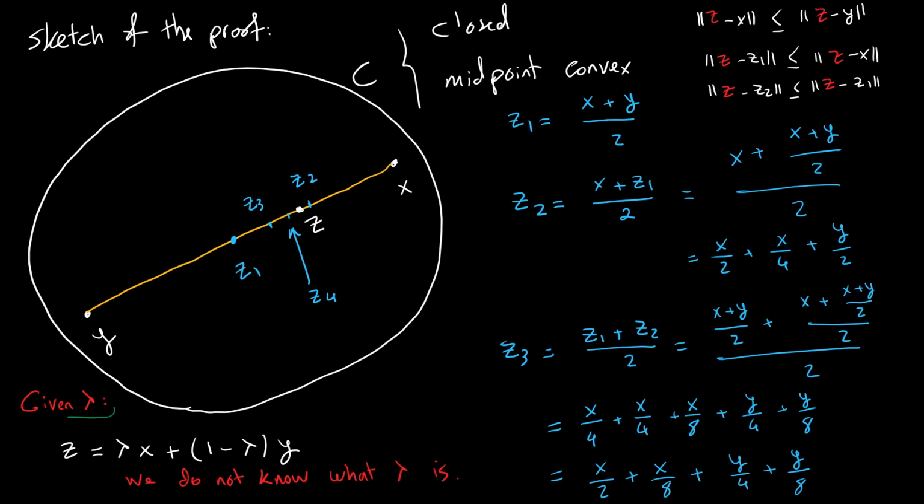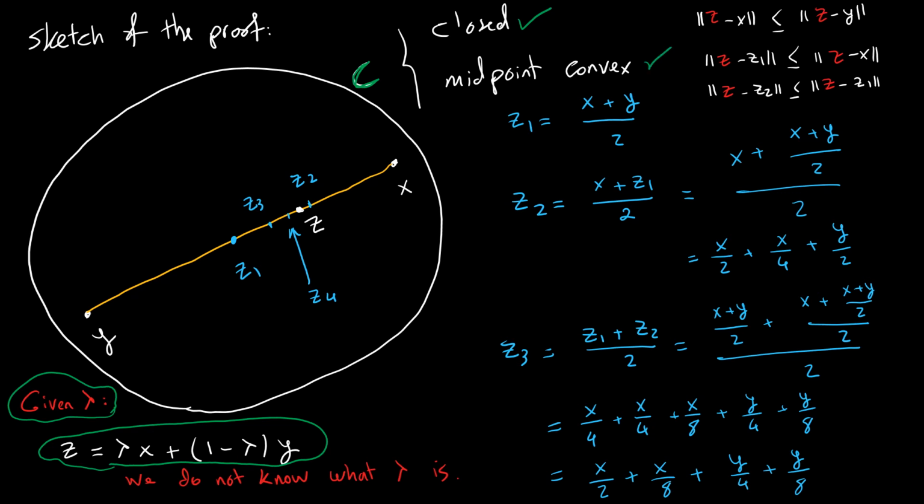Given a lambda and 2 points x and y, we want to show that z, which is a convex combination of x and y, is in C. What we can do for the proof is to look at the set C. So we have a set C right here. This set C is closed and midpoint convex.